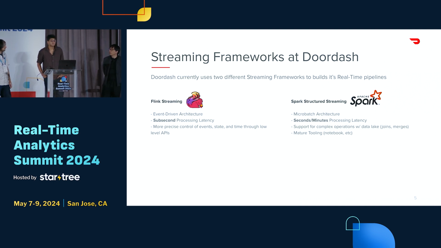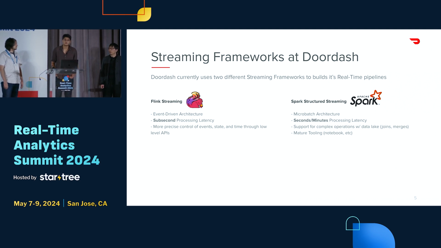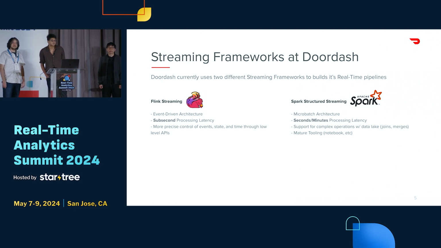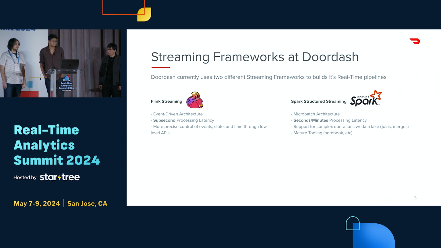So our streaming platform is divided into two frameworks. We have Flink streaming and Spark. And Flink has a true event-driven architecture, allows for sub-second processing. And you have very precise control of state events through low-level APIs. Spark streaming has microbatch, and this we recommend for seconds and minutes processing latency. And this is supported well with compute for data lake and joins of existing tables. And the tooling for this is also very mature.